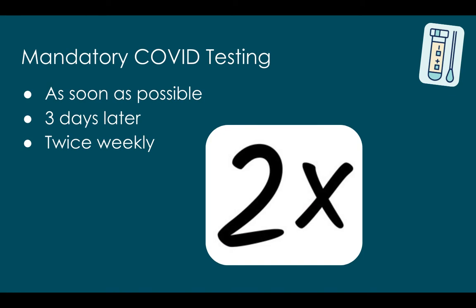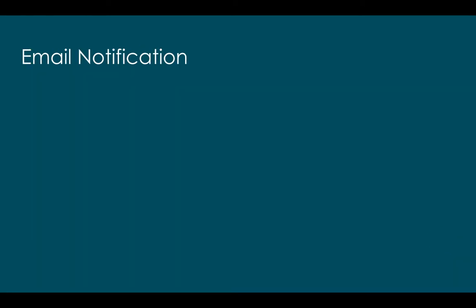getting them tested again at least 3 days later, and getting them tested at least twice a week during the modified quarantine period. Parents will receive an email from their student's school sharing the specific dates that the student was exposed and the required testing dates. Please review that email carefully.